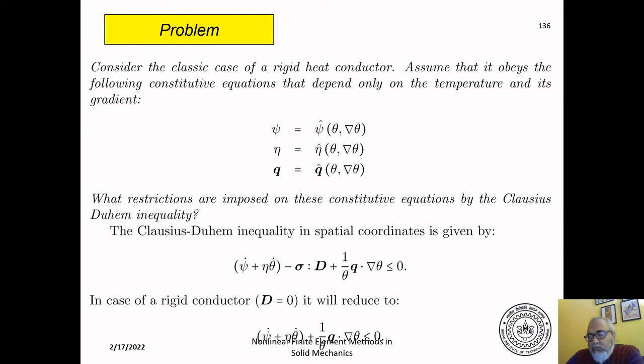Now we will try to see what are the restrictions imposed on constitutive equations through the Clausius-Duhem inequality and the notion of objectivity taken together. First, let us take a problem where we look at the effect of the Clausius-Duhem inequality alone. So assume that we have a rigid heat conductor.